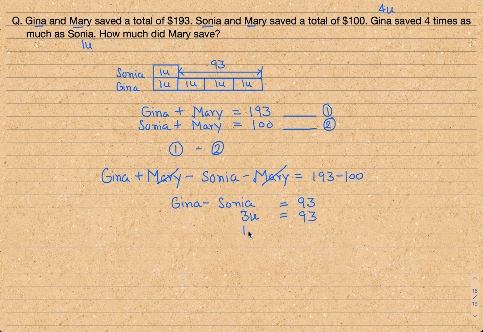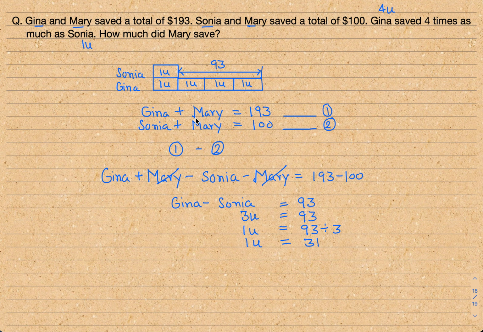So what do you think? How much will be 1 unit? It will be 93 divided by 3, which will give me 31. That means 1 unit is 31. Now since we know the value of 1 unit, let's read what's the real question. What has been asked in the question? How much money did Mary save? We need to find out how much Mary was saving.